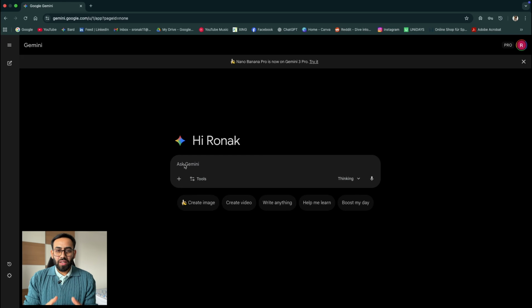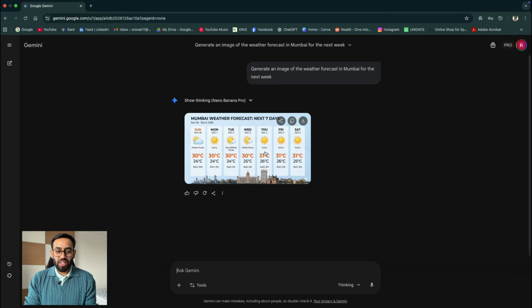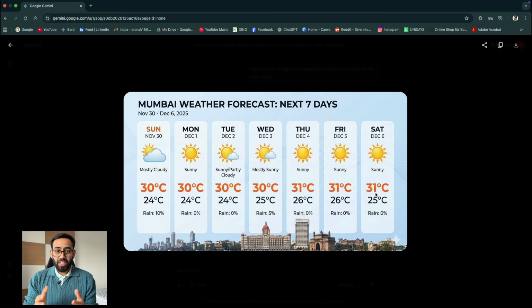In order to check whether this real-time search grounding feature is really used, I asked the model to generate the weather forecast for the next week in Mumbai. I'm shooting this video on the 29th of November, so technically it should take the week from the 30th. And there you see, it understood which week I was talking about. It generated the rain forecast with the percent of rain, also the symbols like sun, and it also understood that we are talking about Mumbai, so it also added certain monuments like the Gateway of India or the Taj Hotel at the bottom.